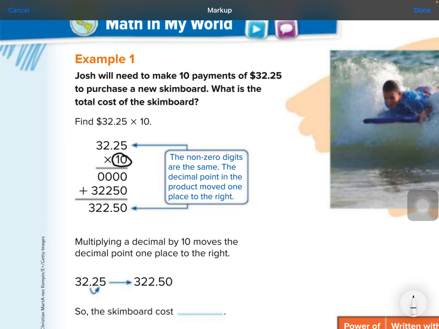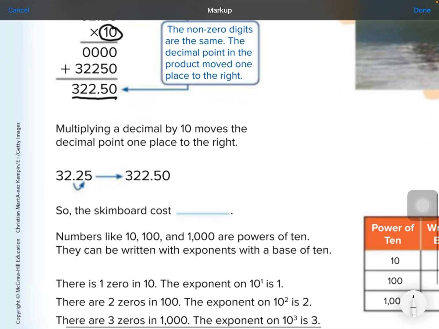You can see we multiply it by a 10. When you times by 10, you go to the right. When you divide by 10, you go to the left. We are timesing by 10, so the decimal point is going to go to the right. So now the total cost of the skimboard is $322.50. And then we just have a placeholder 0 at the end.